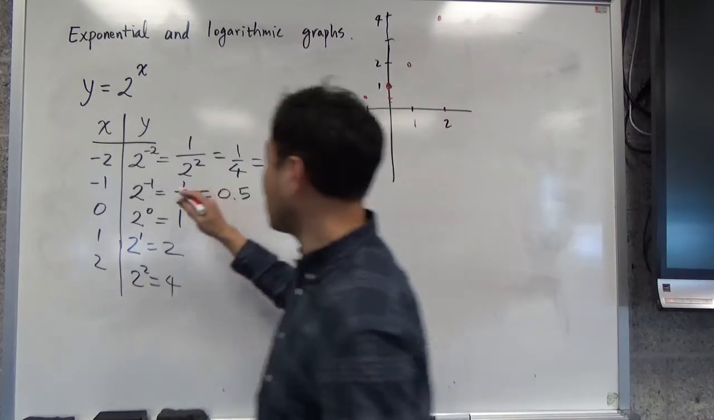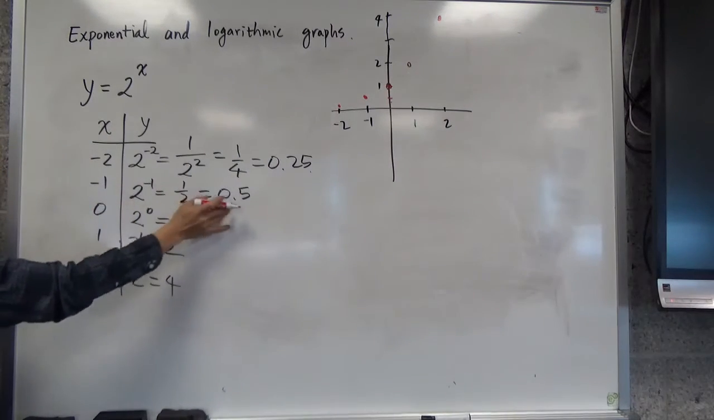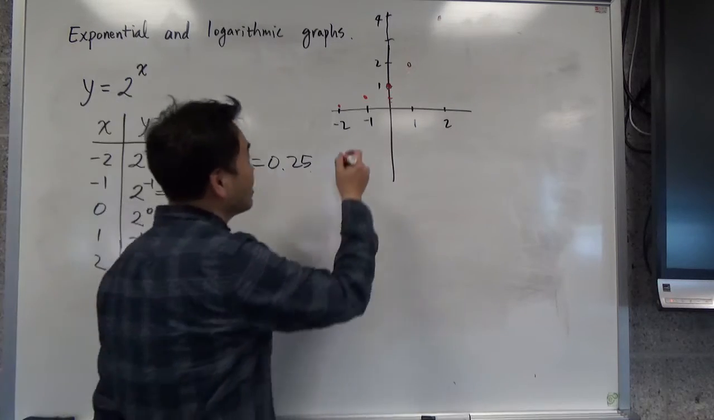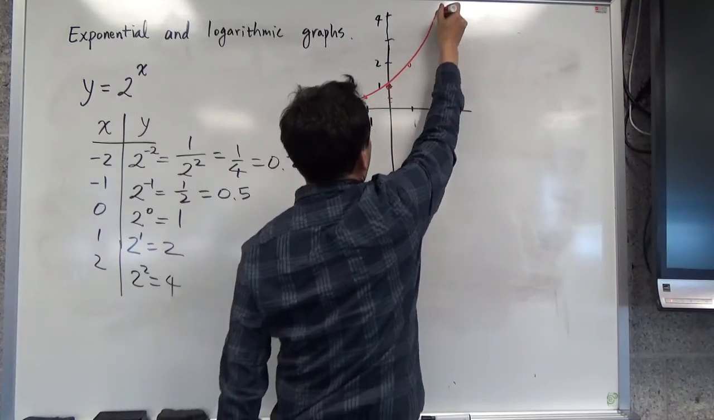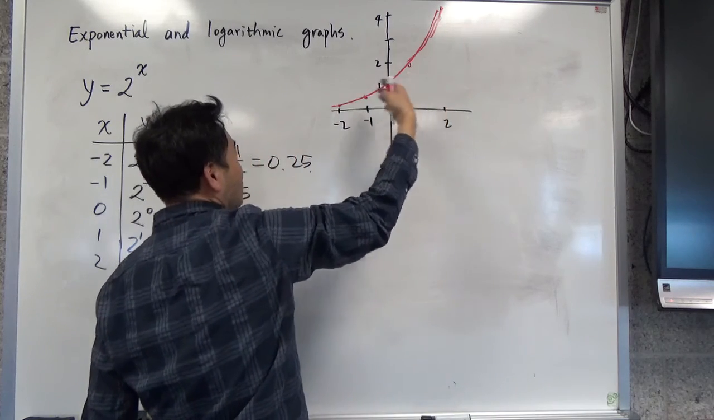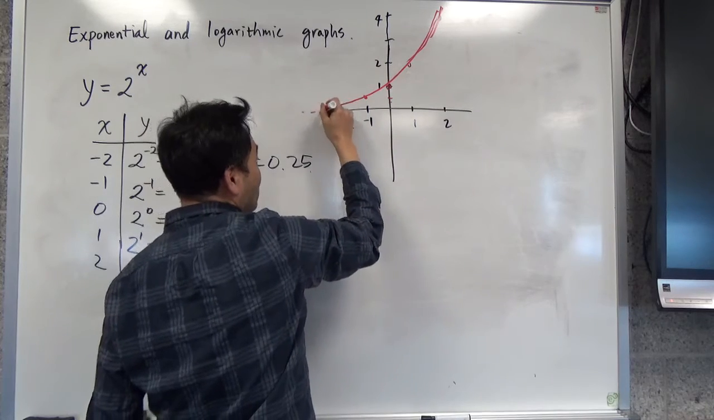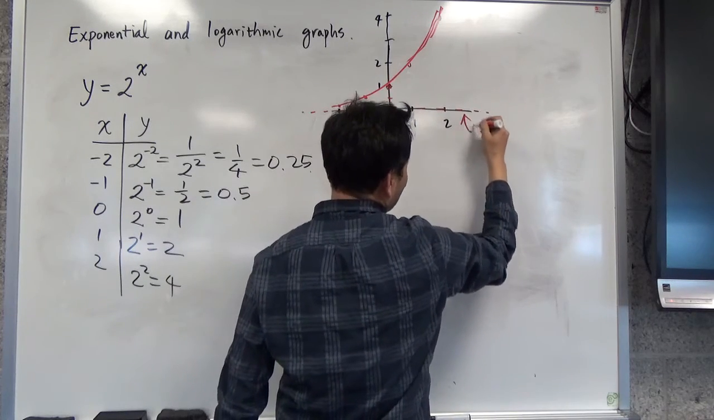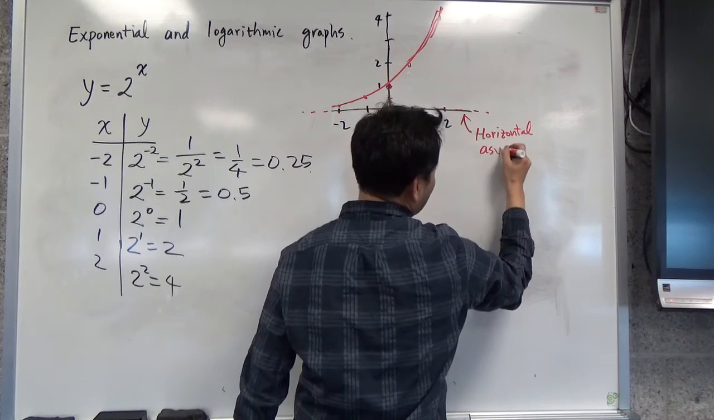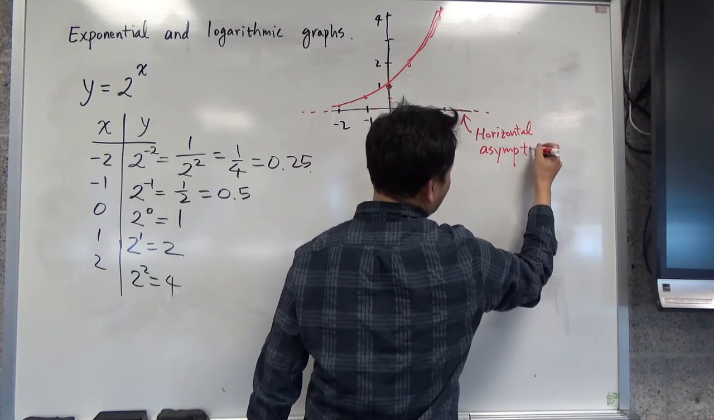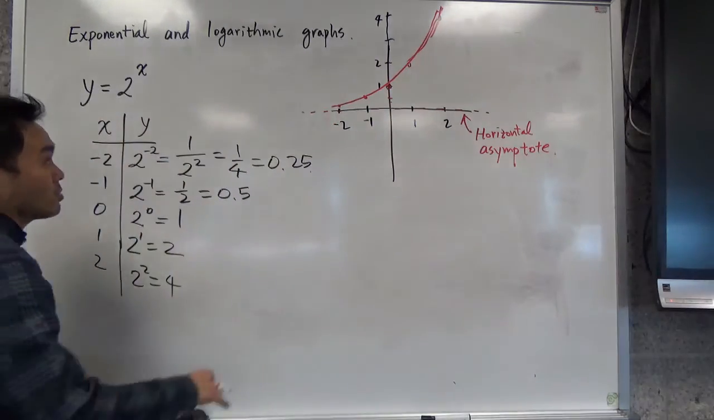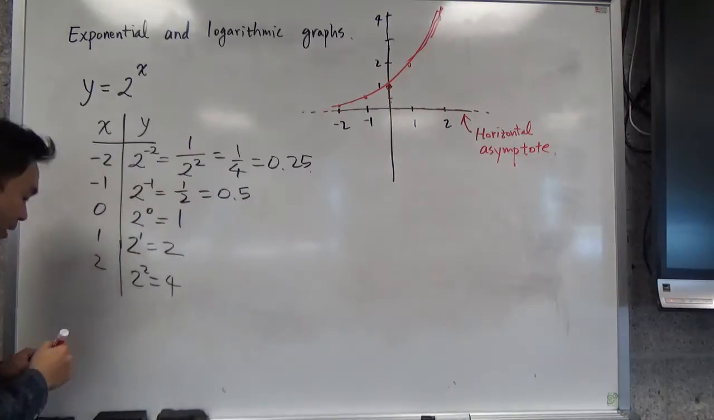So you plot all these points: negative 2, 0.25, negative 1, 0.5, 0, 1, 1, 2, 2, 4. Connect them, and then the end result is you have this kind of graph, and as you can see, as you go further to the left side, it gets closer and closer to the x-axis. In other words, this will be your horizontal asymptote. Asymptote means it's something that the graph gets closer and closer to. So the graph gets closer and closer to that asymptote.